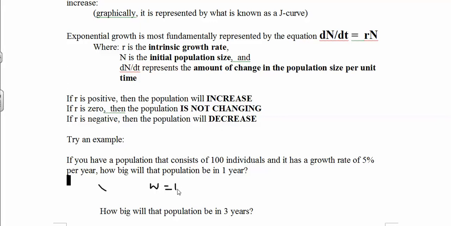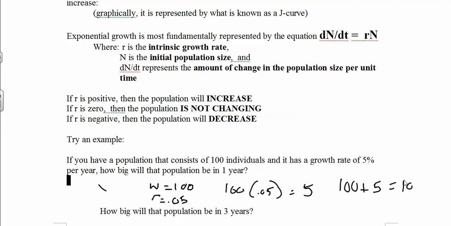n equals 100, r equals 0.05. So if you do 100 times 0.05, the dN/dt, the change, is simply 5 individuals. Now if I wanted to calculate what that population should be a year from now, all I have to do is take the existing population, 100, add how much it changed by, which in this case is 5, and your new population is 105. It's that simple.